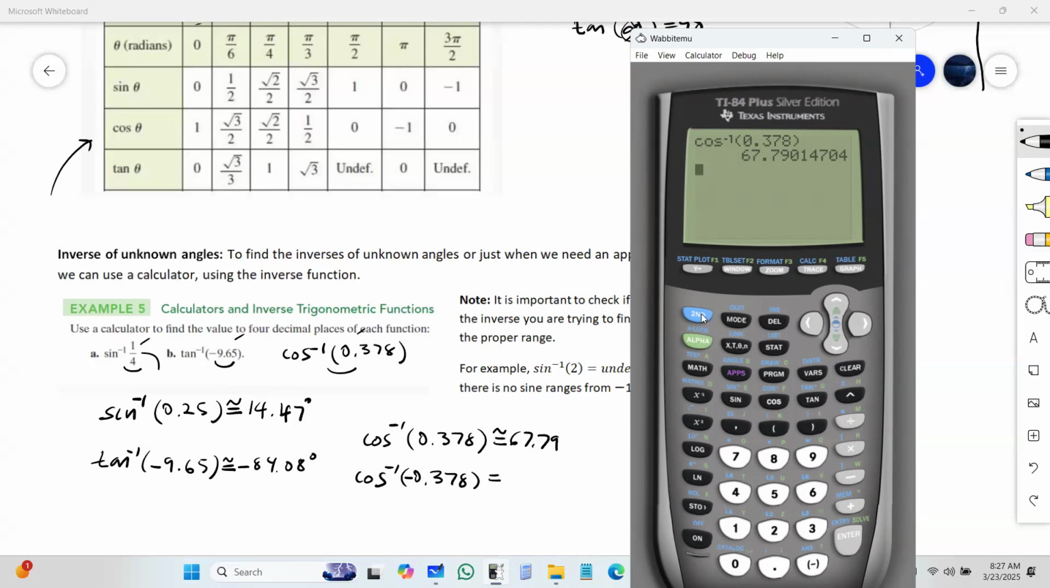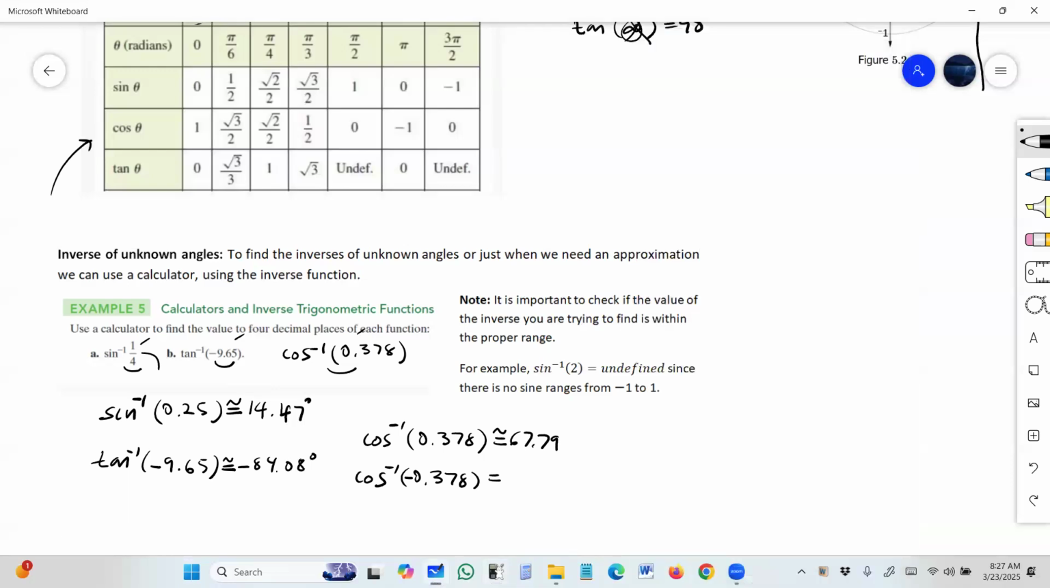Okay, so I don't know if that makes sense to you. I could draw a picture, but let's see if we can do this. So minus 0.378. And then we get 112.20. And this is what I wanted to show you. So approximately 112.2.